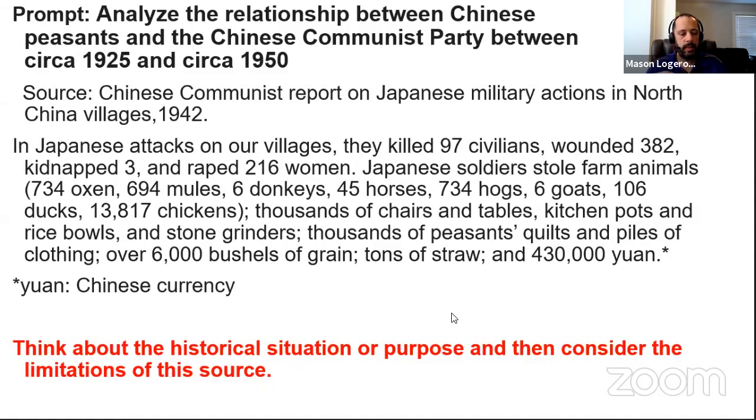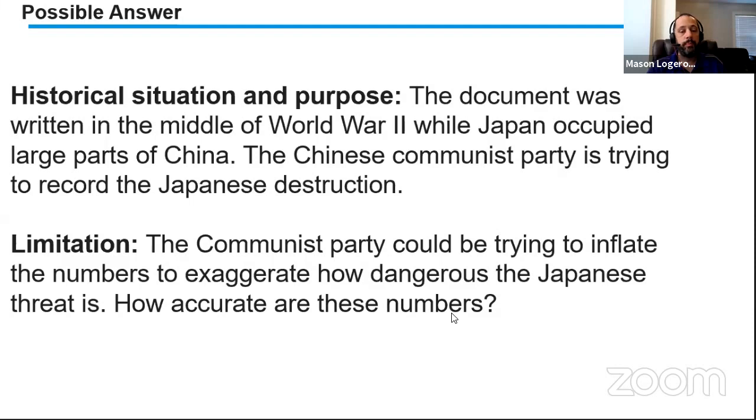All right, so let's talk about this document here. We've got a communist report from the Chinese party about what Japan is doing in these villages, with very exact numbers of the number of people killed, the farm animals that are killed, money that's stolen, all that sort of thing. So if we think about a historical situation, like we were talking about earlier, we know that Japan was occupying several large parts of China during World War II. And we also know that the Chinese Communist Party was attempting to fight this Japanese occupation.